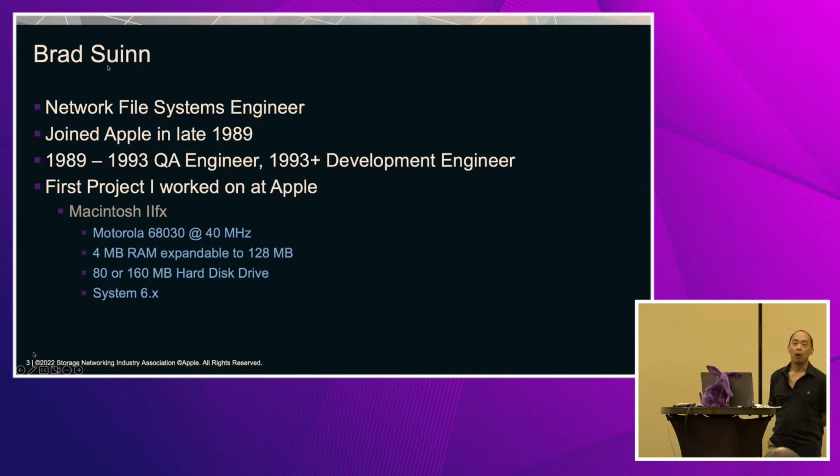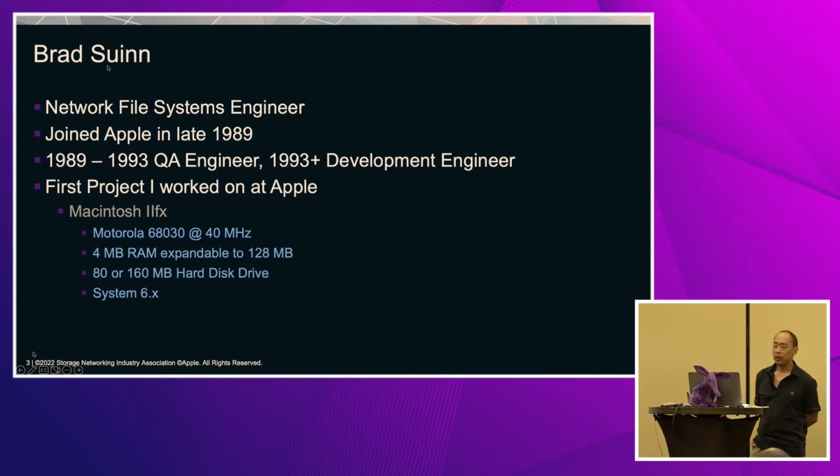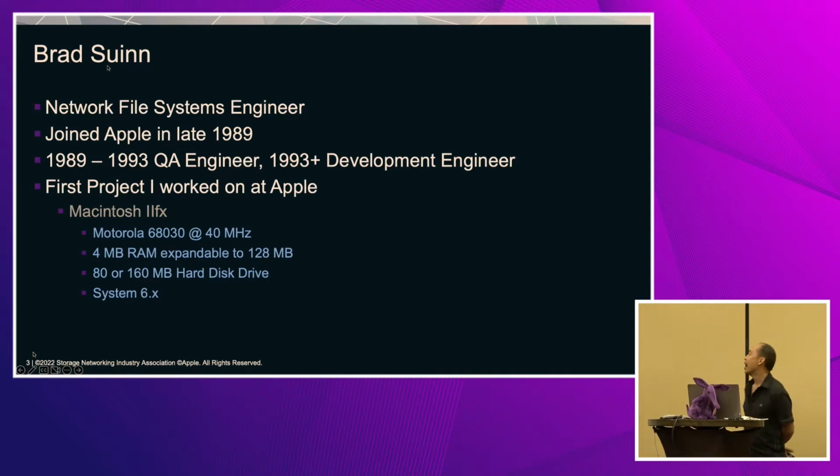To give you some context, the very first project I worked on at Apple was the Macintosh IIfx, which ran the Motorola 68030 at a blinding speed of 40 megahertz. It had 4 megabytes of RAM, and you could expand it to 128 megabytes. And it came standard with an 80 megabyte hard disk drive that you could expand up to 160. And at that time, our OS was System 6.